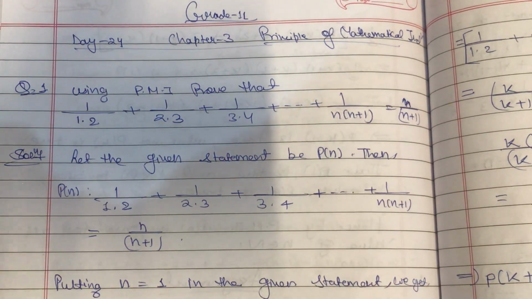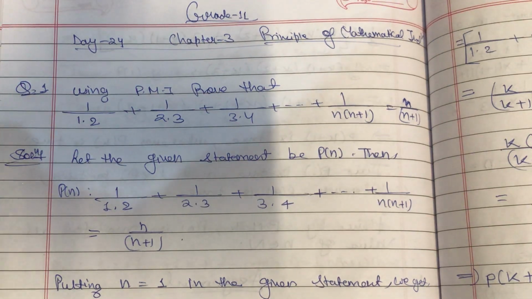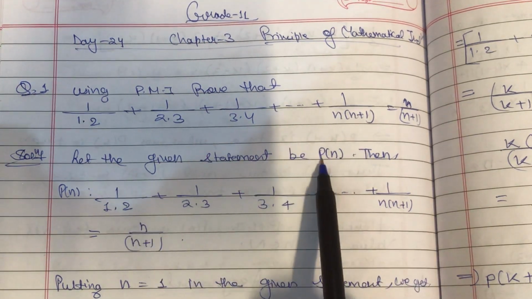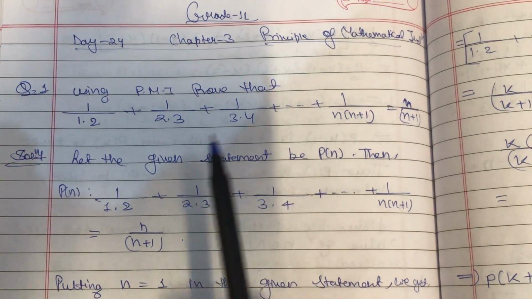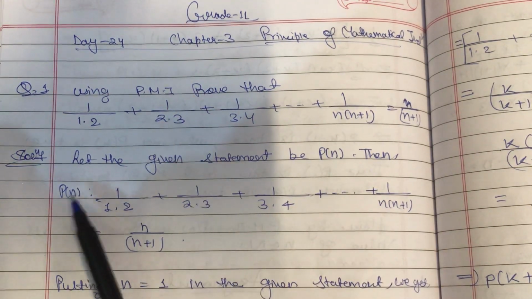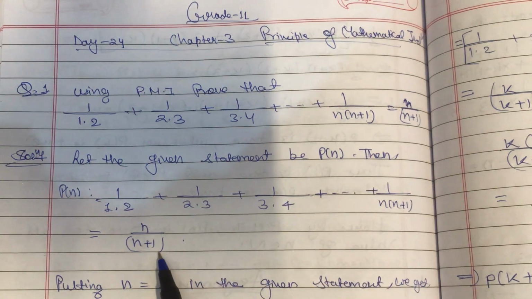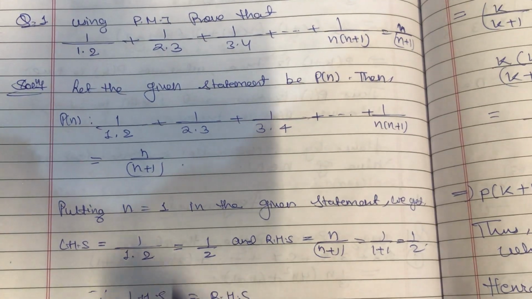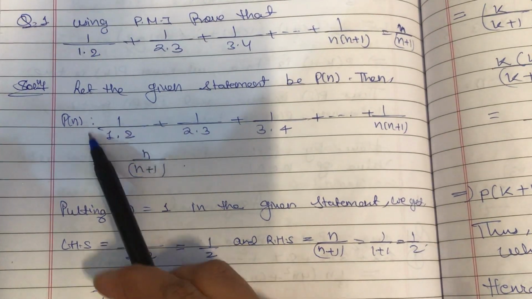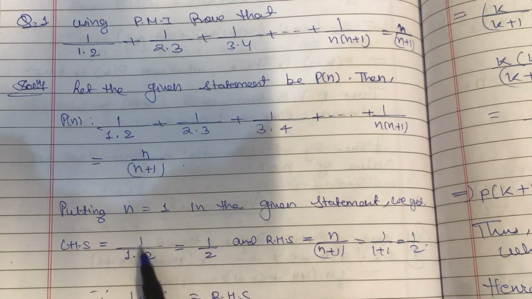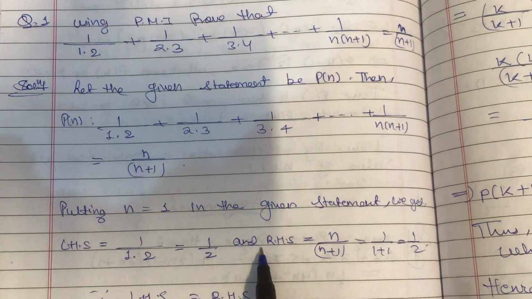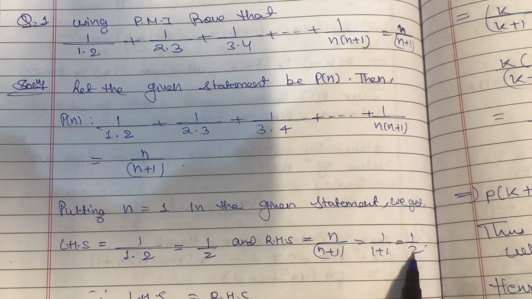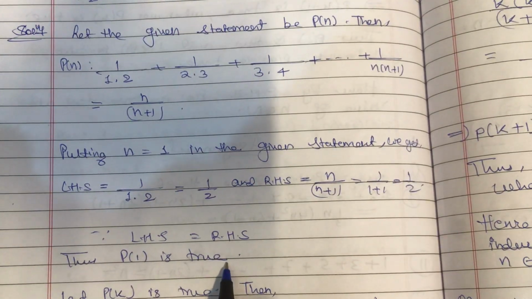As I told you, whenever you get a question from PMI, you just have to follow three simple steps. First, whatever the given statement is, consider it as a P(n) statement, that is the principal statement. So here I have considered the given statement as P(n), such that this is equal to this. Now for n equals 1, prove that the statement is true. If we take n equals 1, which means we choose the first value only, the LHS is 1 by 1 into 2, which gives you 1 by 2, and the RHS, in place of n, I'll put 1 by 1 plus 1, which is 1 by 2. So LHS is equal to RHS, therefore P(1) is true.